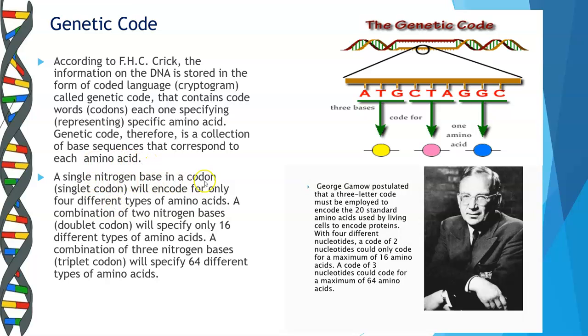A single nitrogen base in a codon, that is a singlet codon, will encode for only 4 different types of amino acids. A combination of 2 nitrogenous bases, a doublet codon, will specify only 16 different types of amino acids. A combination of 3 nitrogenous bases, a triplet codon, will specify 64 different types of amino acids. Therefore, George Gamow suggested that in a codon there must be a combination of 3 consecutive nitrogenous bases, which will be sufficient to specify 20 different types of amino acids. So you have 3 bases at a time which code for a particular amino acid.